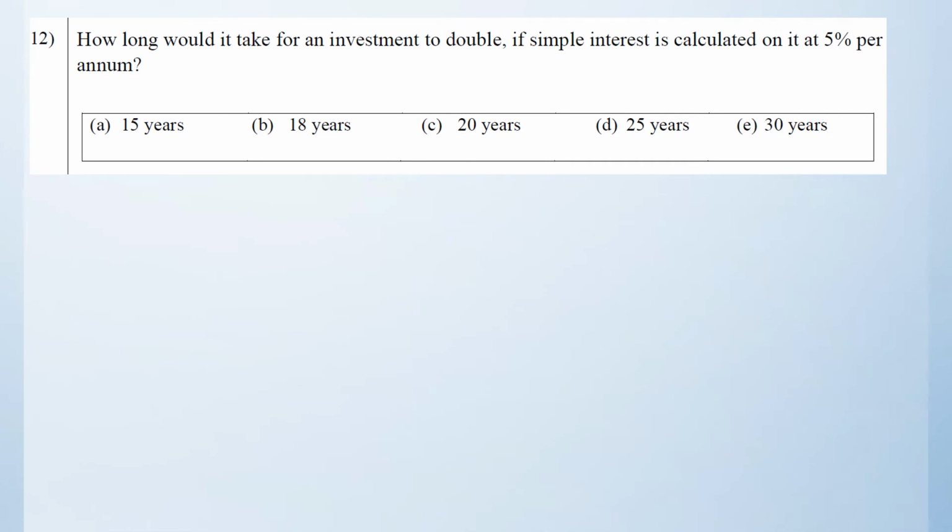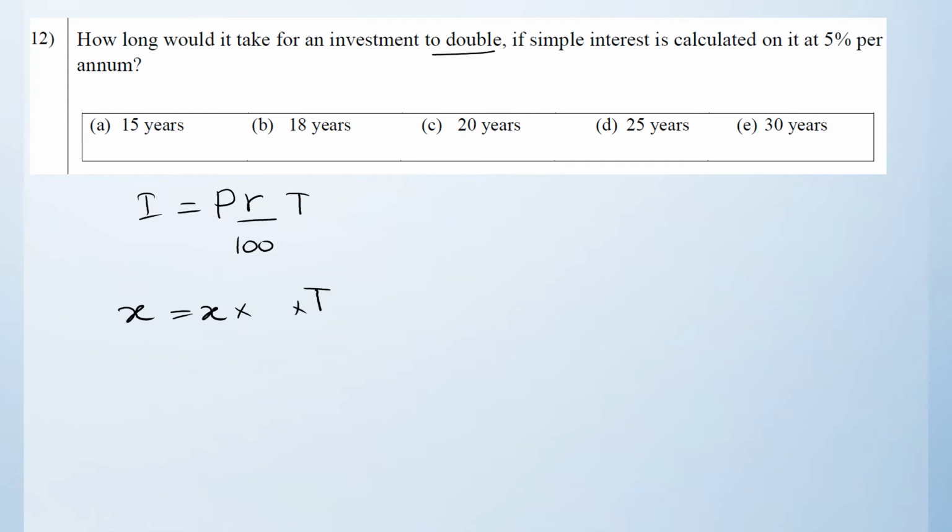Question number 12. How long would it take for an investment to double if simple interest is calculated on it at 5% per annum? So we know that simple interest I can be calculated for the principal amount P if the interest rate is R% for the period of T. Investment should double. That means after a certain time period, T years, for the amount x, the calculated total interest should be x as well to be double.